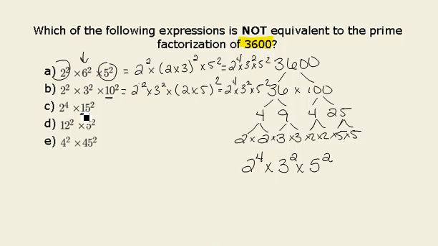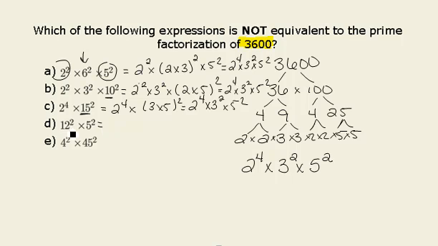Part C, we would have to break apart the 15. We see that we have 2 to the 4th times 3 times 5 squared, and 3 times 5 all squared is the same as 3 squared times 5 squared, giving us 2 to the 4th times 3 squared times 5 squared, which is equivalent to the prime factorization of 3600.